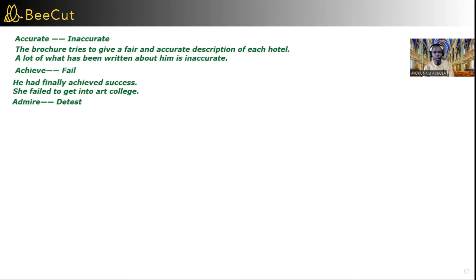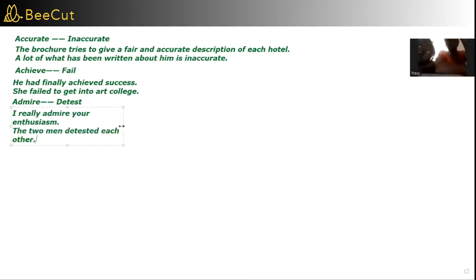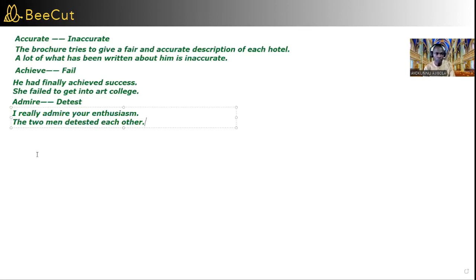That is detest. And to use the two in sentences, I really admire your enthusiasm. Yes, that is to use admire. Then the two men detested each other. That is to use detest. Now, Ejiro, can you hear me now? Yes, sir. So what is the opposite of the word admit? Dismiss. That is not correct. The opposite of the word admit is deny.